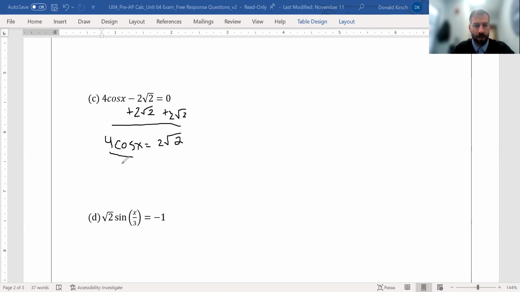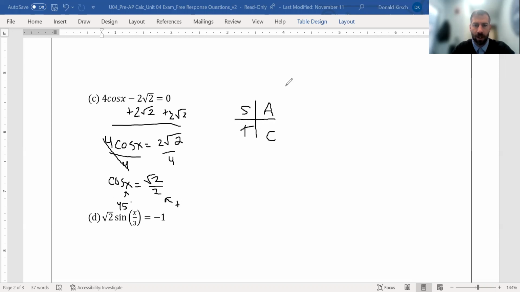Great. Still don't have cosine isolated, so let's get rid of that 4 by dividing by 4. Now we get cosine of x is equal to, well, let's think about that, 2/4. We can divide by 2 on the top and bottom, and we get radical 2 over 2. Great, that is in our reference chart, so we can actually identify our reference angle right now as 45, and we can identify that this is positive, because that makes a big deal when we're talking about our quadrants.